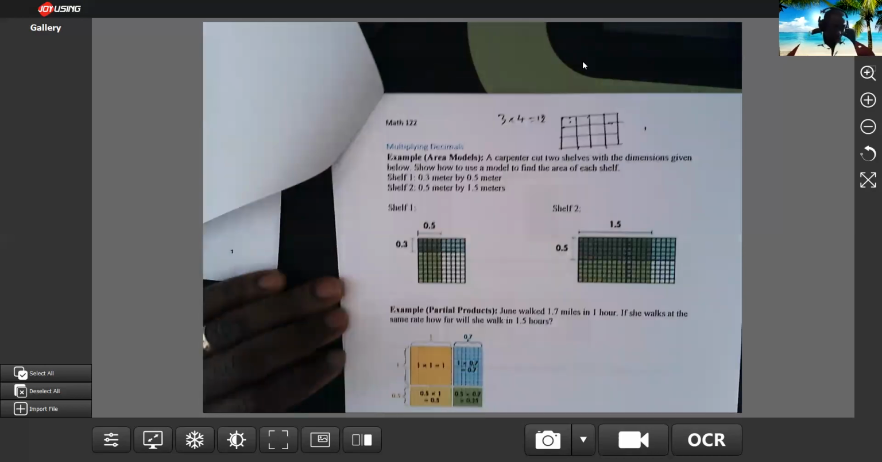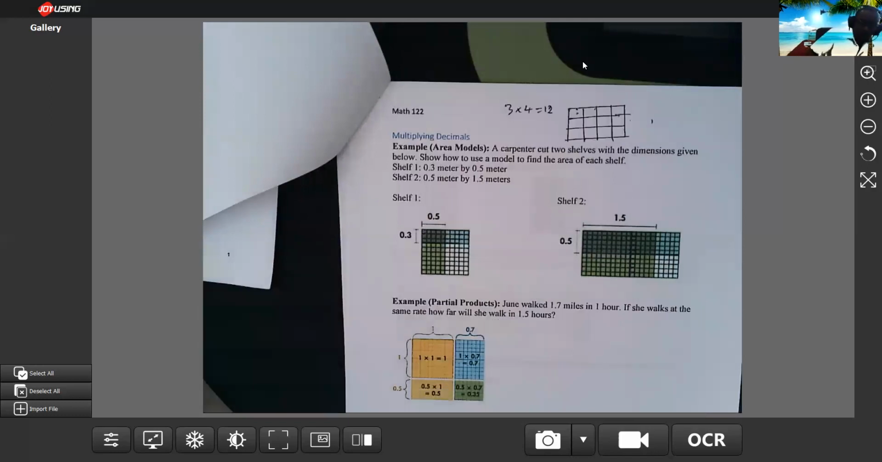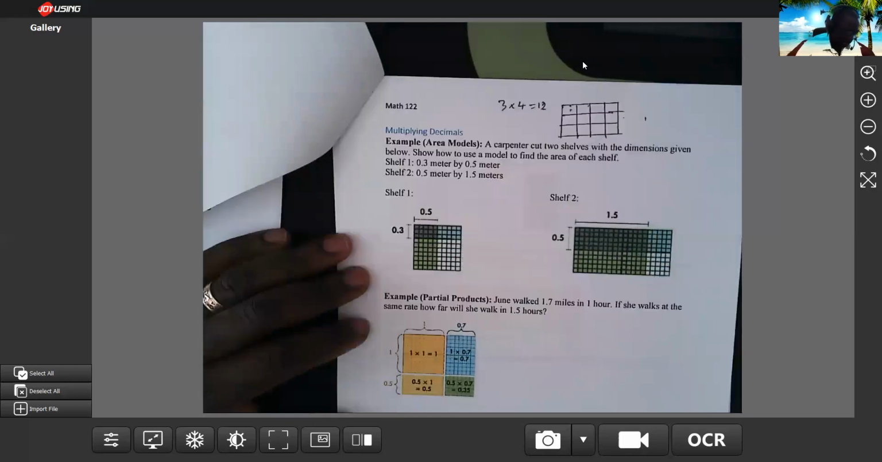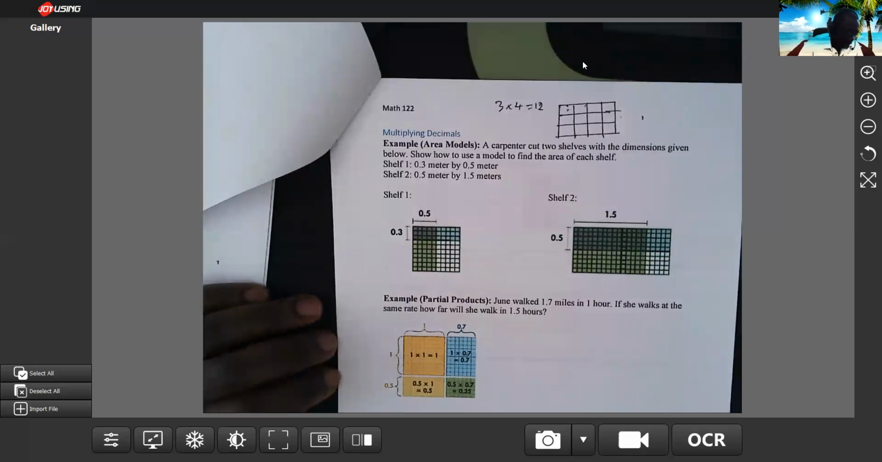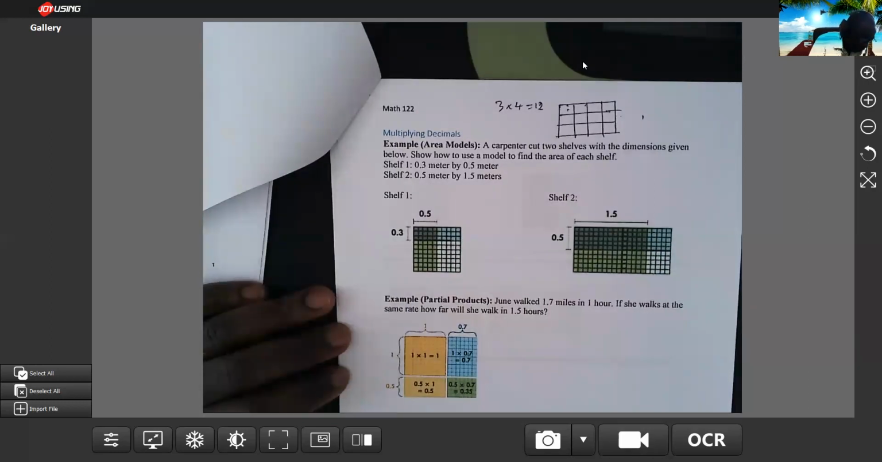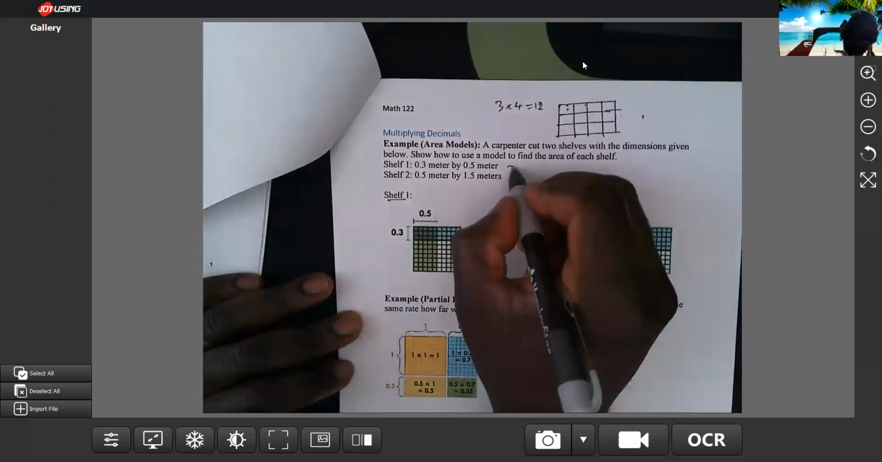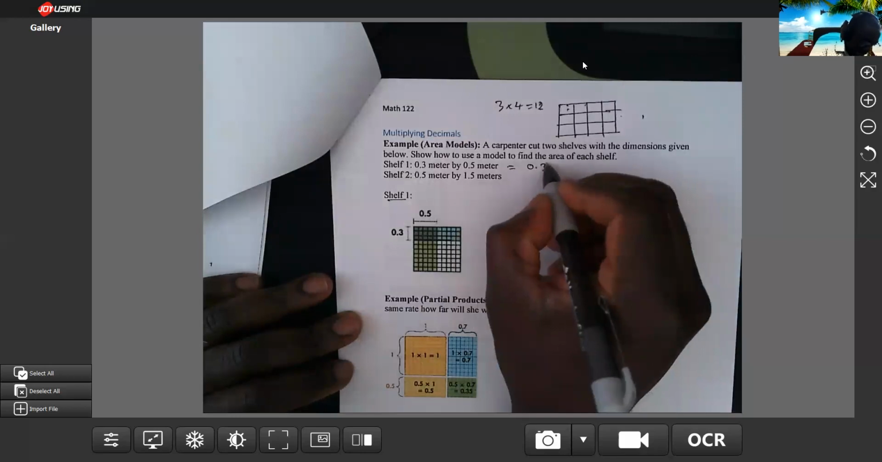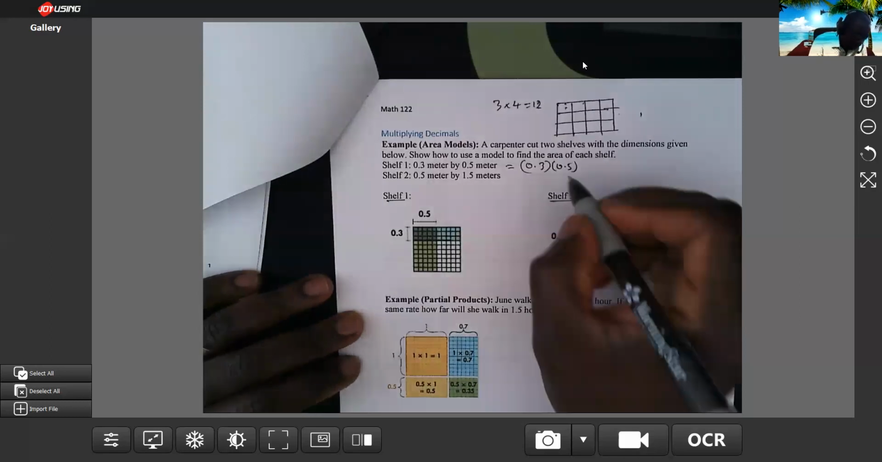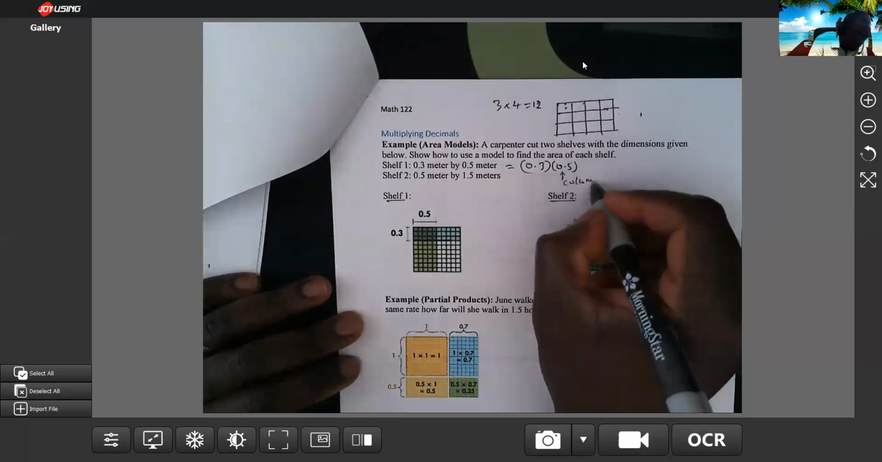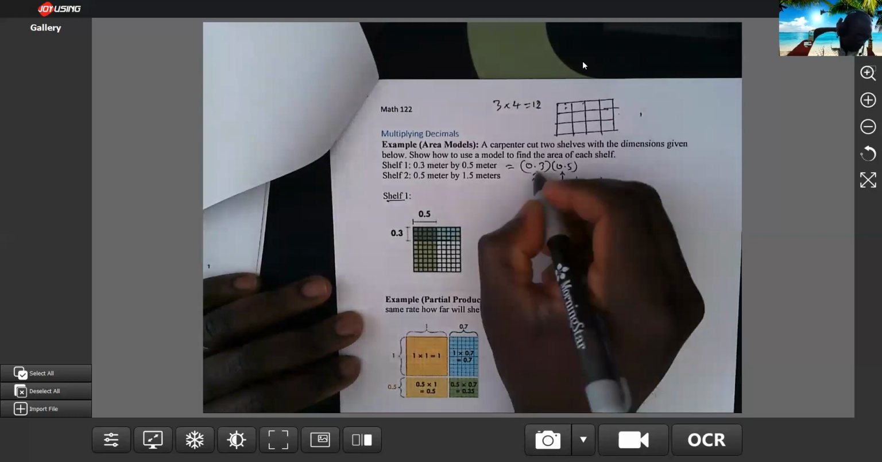Okay, similarly, we're going to do the same, only that here the decimal is a fraction. So this is a problem. Use the area model. A carpenter cut 2 shelves with the dimensions given below. Show how to use a model to find the area of each shelf. So we have shelf 1 and then shelf 2. The first one is 0.3 times 0.5. So this represents the number of columns, and that is the rows.